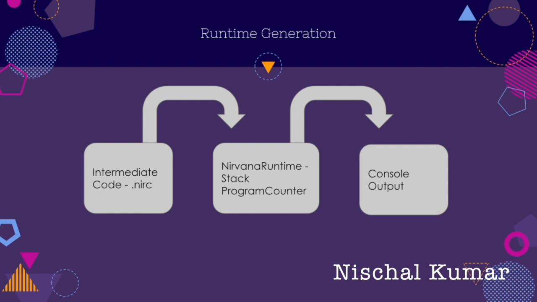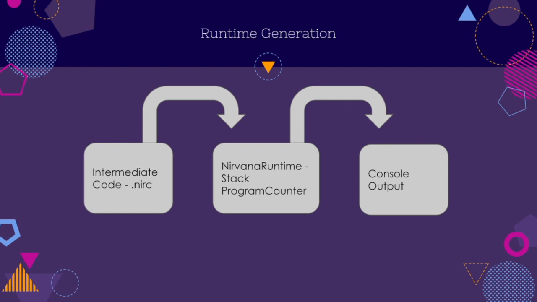Hi, my name is Nishal Kumar, and I'm here to talk about the runtime generation of our programming language Nirvana. The runtime environment basically takes up the .nirc intermediate code file and runs it on a stack with the program counter to track the execution of the program, and then will print the outputs on the console. The runtime environment for Nirvana has been developed using Java.